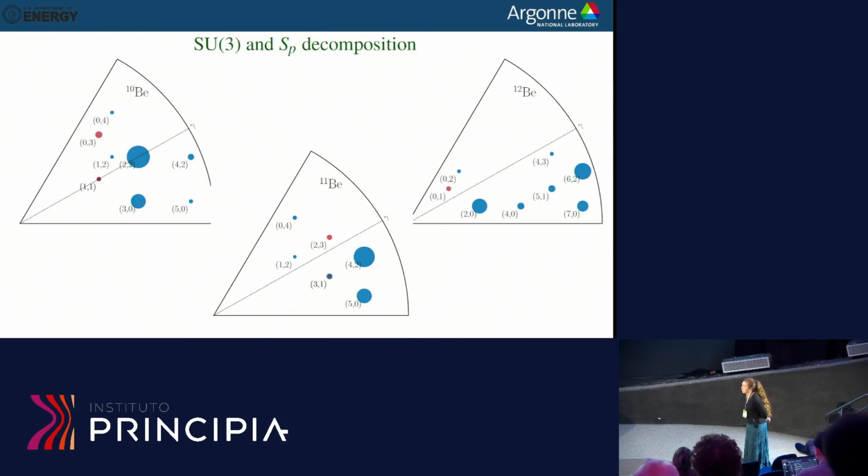But of course it's fragmented, and so you can look at the probabilities associated with the different shapes. The size of the symbol in these plots corresponds to the probability of the projection of the wave function onto a given subspace. For beryllium-10, the largest projection is onto this lambda mu 22, which is maximally triaxial. And you also have a smaller contribution.